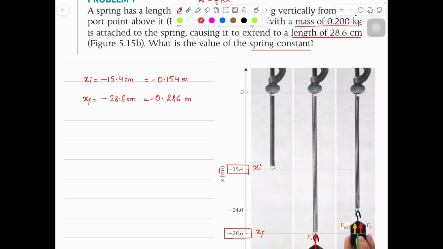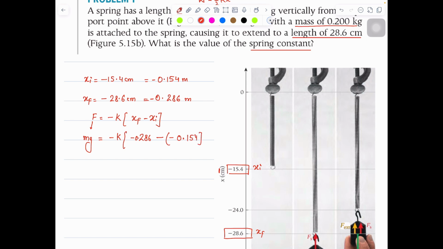Clear? So what are we looking for? We are looking for k. Can I say F is equal to negative k times xf minus xi? Fine. Solve it. So first thing, what is F? I told you m times g equals negative k. What is xf? Negative 0.286 minus bracket minus 0.154. So place the value.